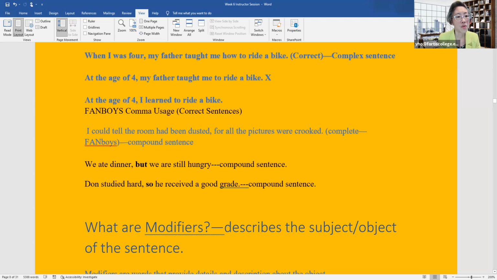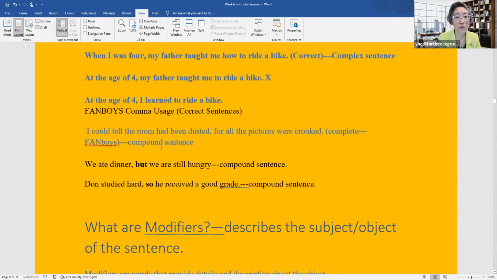"At the age of 4, my father taught me to ride a bike." This is wrong because "at the age of 4" should be modifying you, not your father. Was your father 4 years old when he rode a bike? So here you have a dangling modifier. We're going to learn the difference between dangling and misplaced modifiers in the next section.